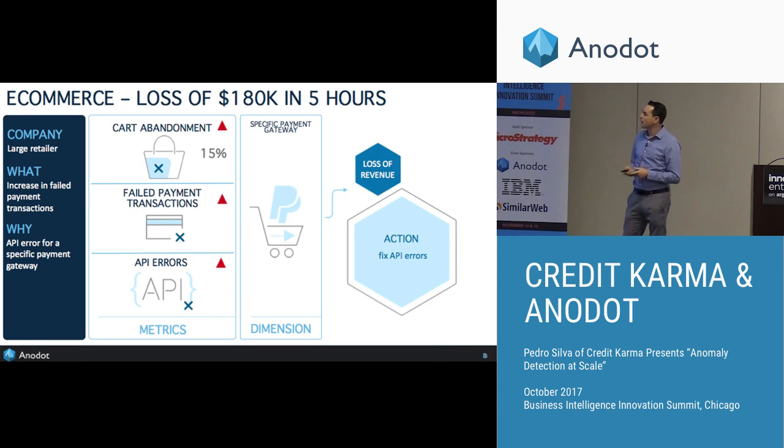Another example, in e-commerce, a loss of $180,000 in 5 hours. So this is talking about a large retailer, and there was some problem with one of the payment providers. So there were a lot of errors, and the transactions were not completed. But again, no one tracked it because they have hundreds of different payment providers. So this was missed for 5 hours, and the loss was around $180,000.